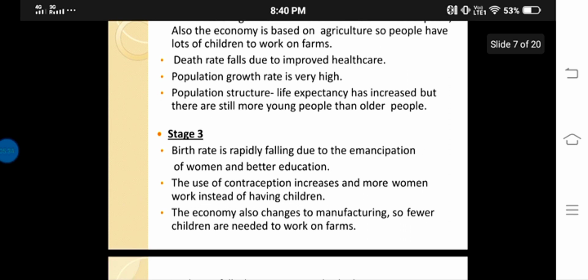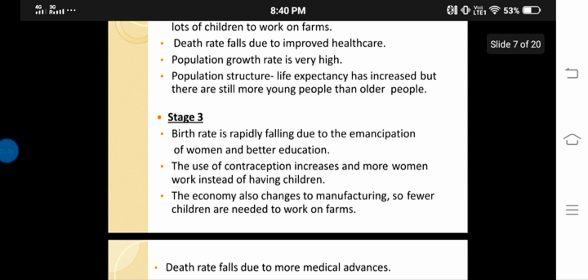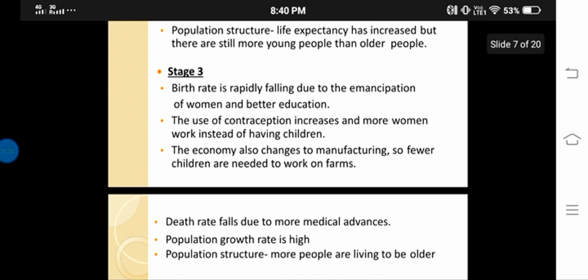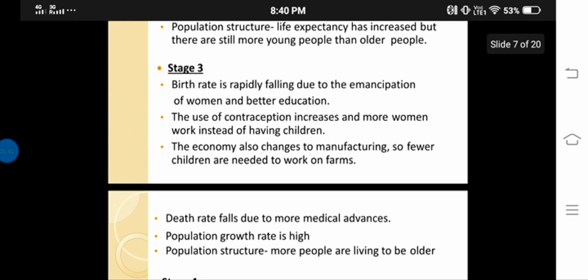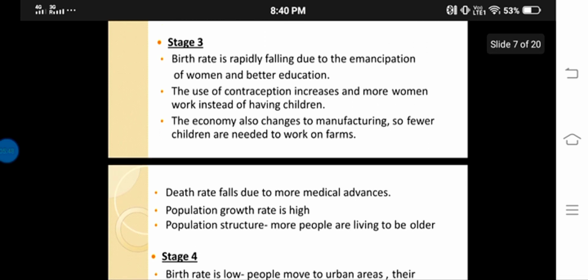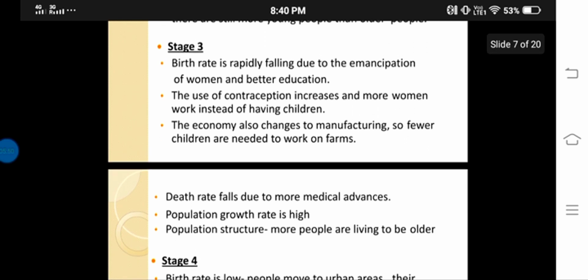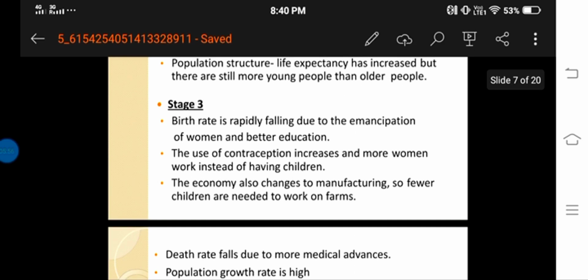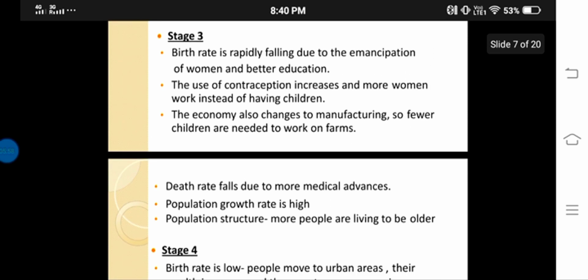Stage 3. Now stage 3 is where birth rate and death rate both fall, but they are not equal. There is a rapidly falling death rate and birth rate is low. So death rate falls due to advanced medical improvements, and population growth is high, and more people are living to be older because death rate will be low. The use of contraception increases, more people are educated regarding that, and women also work.